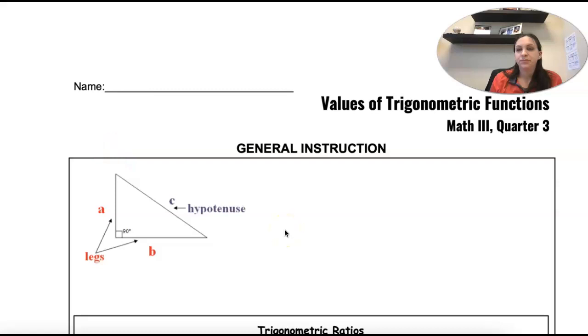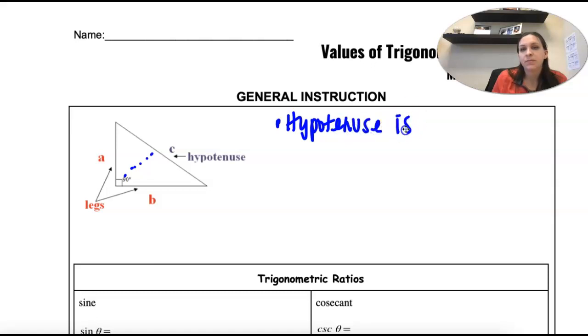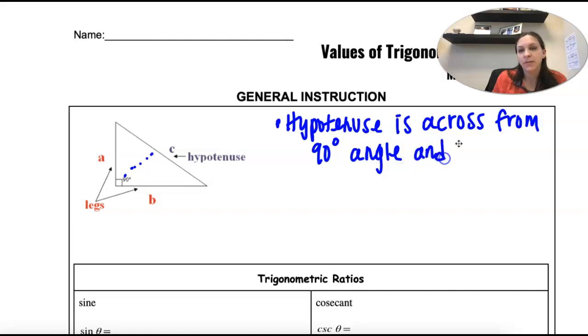Okay, 2.1 is we're getting back into trigonometry. So first thing, trig, are you looking at right triangles? So we have a 90-degree angle. Across from that is always the hypotenuse. Okay, so hypotenuse is across from the 90-degree angle. And it's always the longest side, every time. So if you're just given sides, the longest side is the hypotenuse.